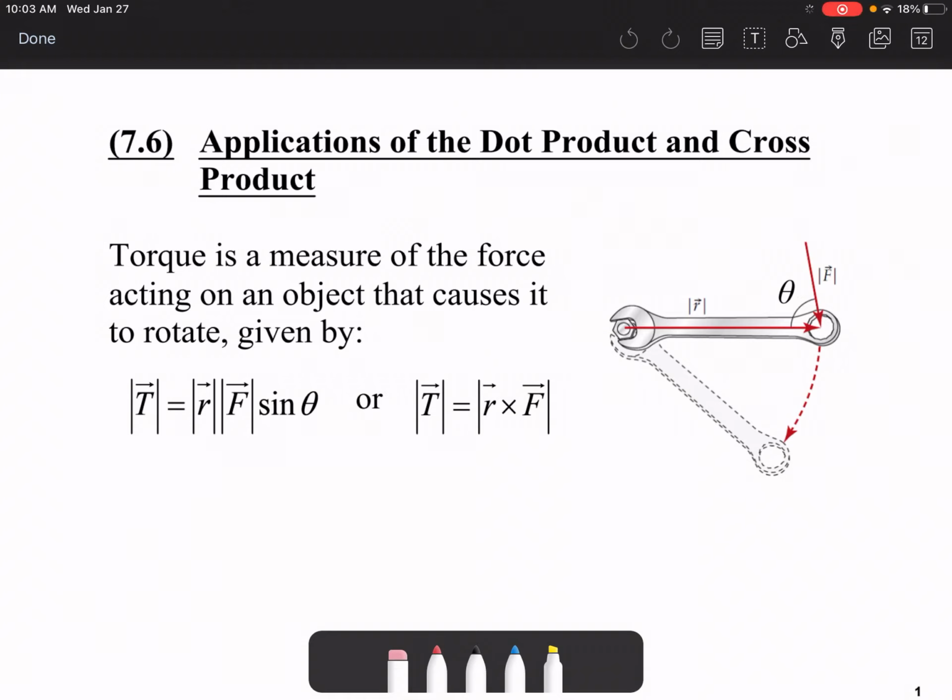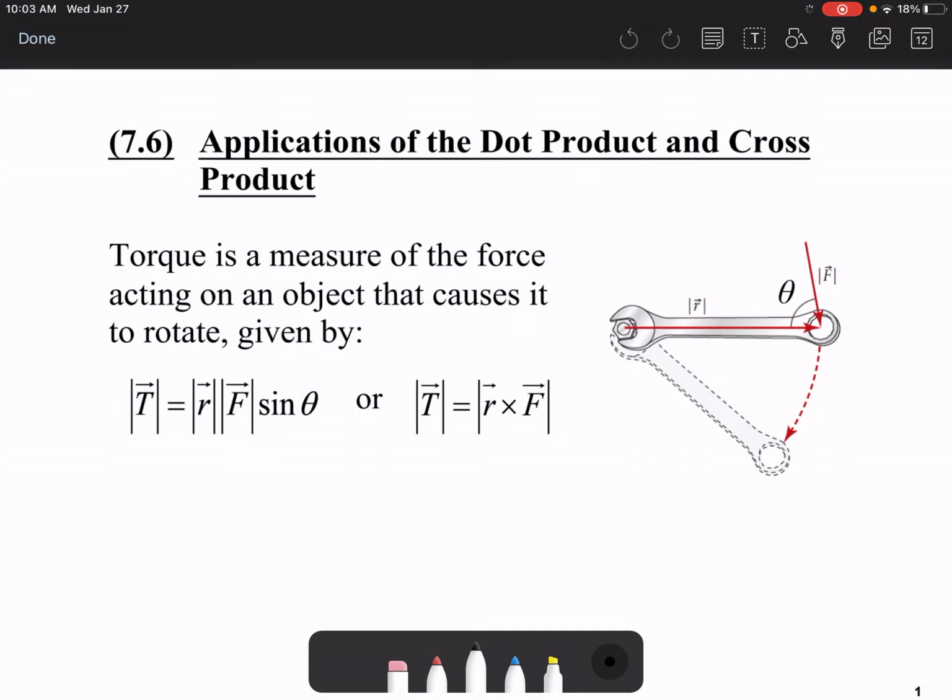Hello and welcome to lesson 7.6, some applications of the dot and cross products. We're going to revisit some applications of the dot product, but we're also going to look at some applications of the cross product today. One application can be found using the measure of torque.